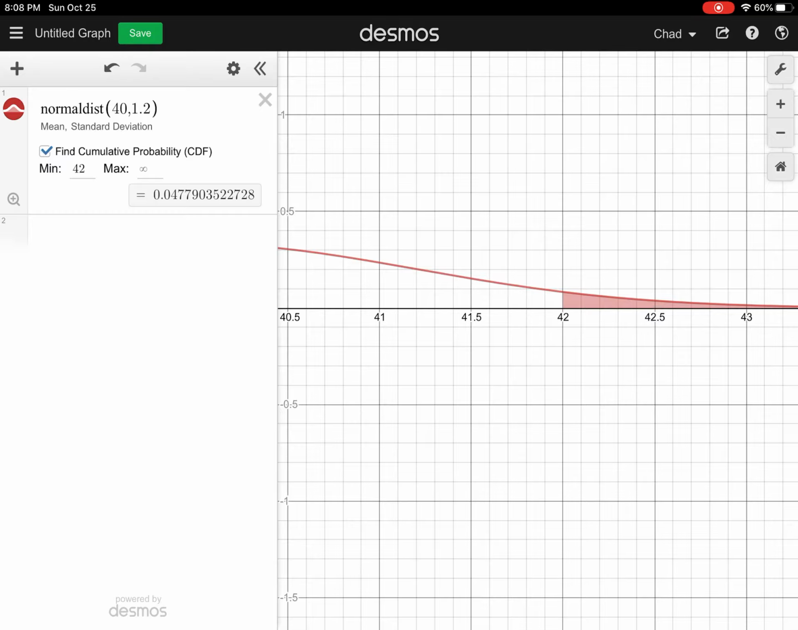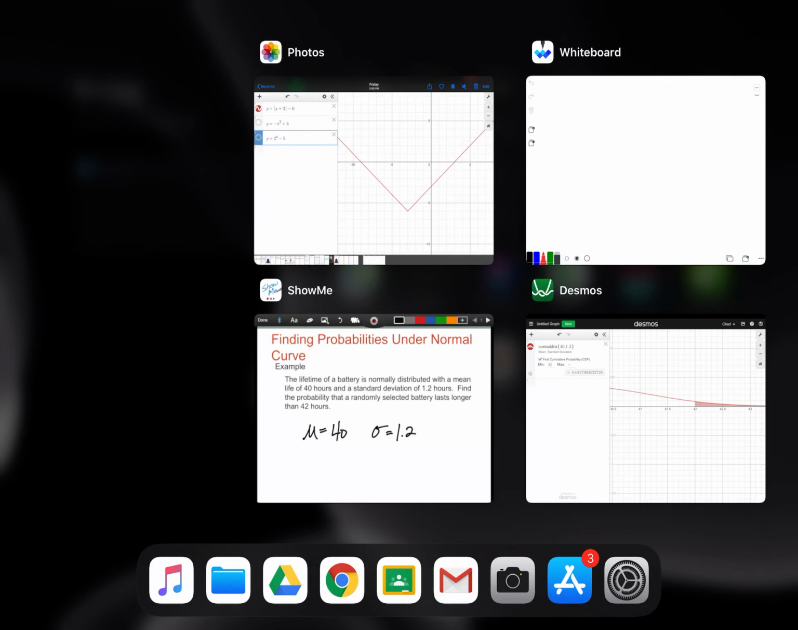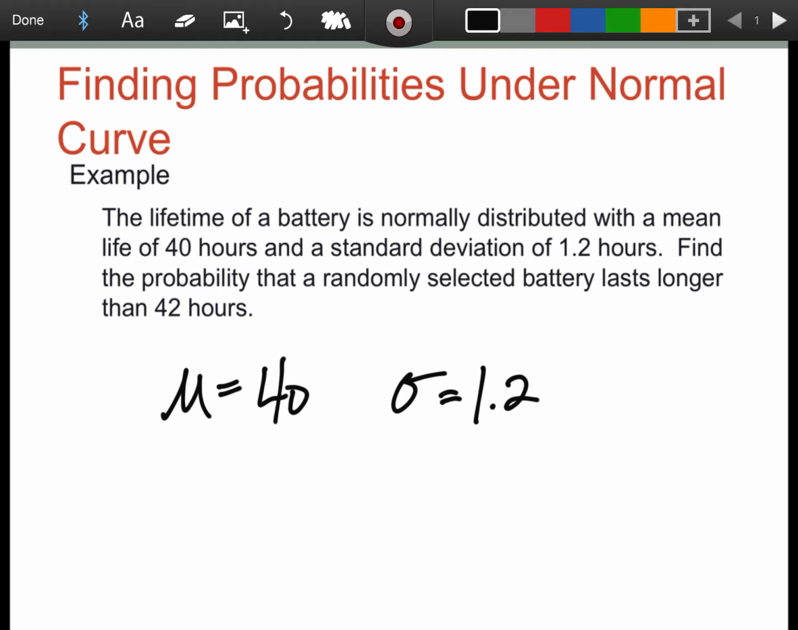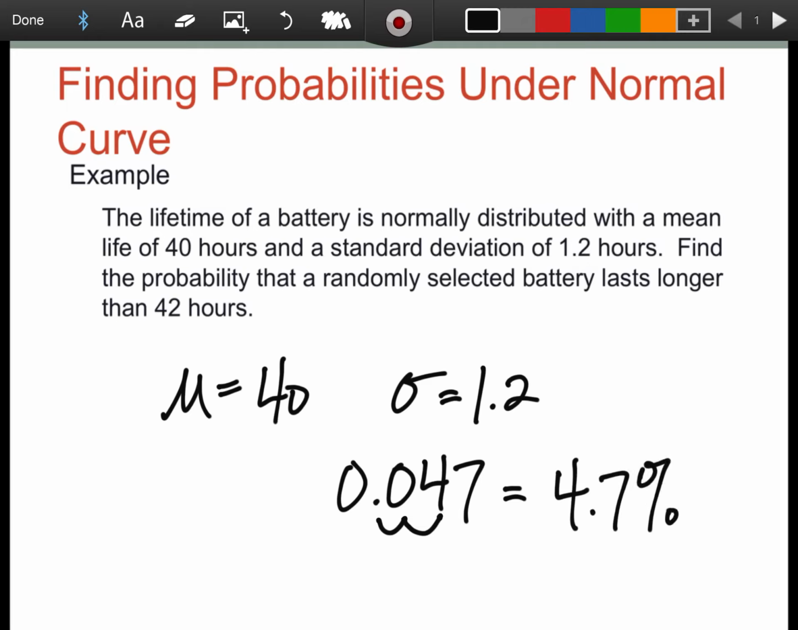So when I go back to my problem here, I get 0.047. So I'm going to change that to a percentage, which means I'm going to move the decimal point 2 places to the right, and I end up with 4.7%. So the probability of randomly selecting a battery off of my line that lasts longer than 42 hours is 4.7%, or 0.047. Either one of these two answers is fine, but this is the one you'll see most often.